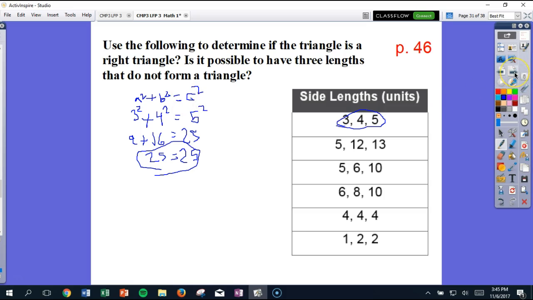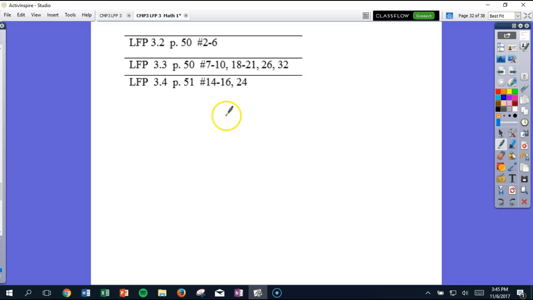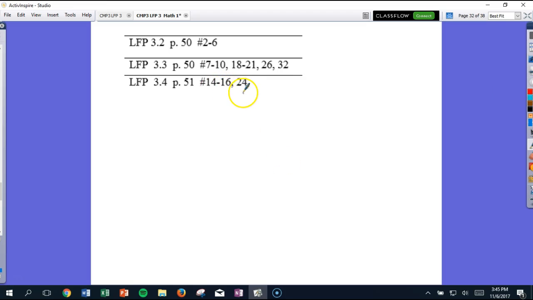So check those out, see which ones are right triangles and which ones aren't, and then work on ACES 14 through 16 and 24. Hope this was helpful.